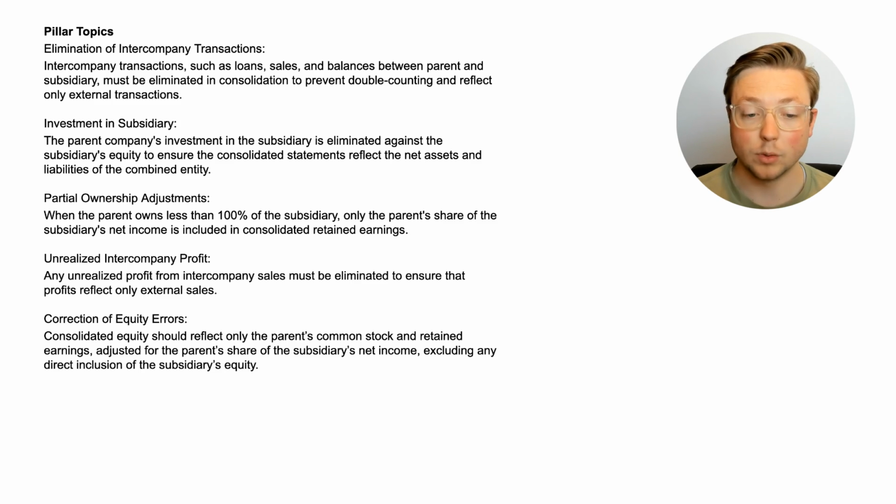That part's pretty straightforward. And then the consolidated equity should reflect only the parent's common stock and retained earnings adjusted for the parent's share of the subsidiary's net income. We kind of talked about that just barely, excluding any direct inclusion of the subsidiary's equity. So remember, all intercompany transactions have to be eliminated, and if there are any that weren't taken out, you're going to have to do the adjustments to fix that. And with that, now that we've gone over the pillar topics, that is the end of the video.